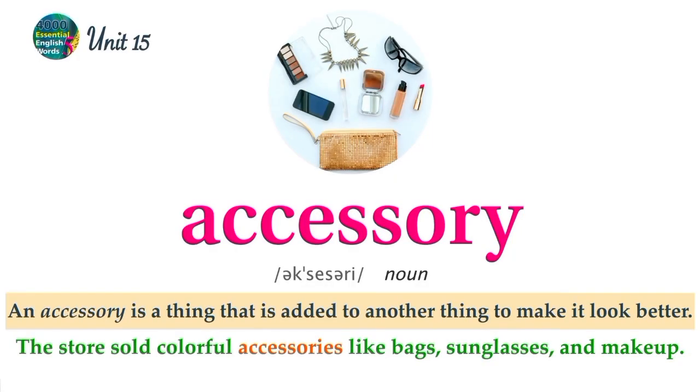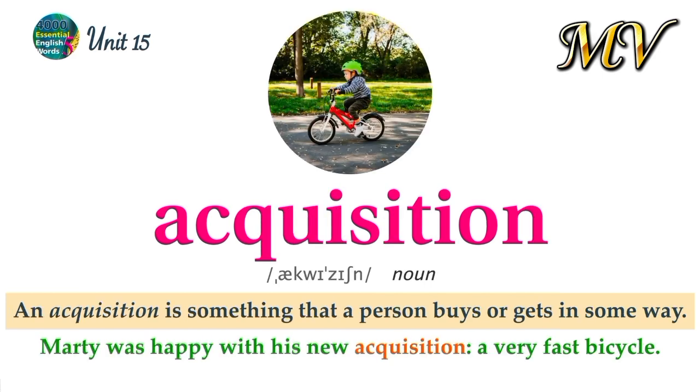Accessory. An accessory is a thing that is added to another thing to make it look better. The store sold colorful accessories like bags, sunglasses, and makeup. Acquisition. An acquisition is something that a person buys or gets in some way. Marty was happy with his new acquisition, a very fast bicycle.